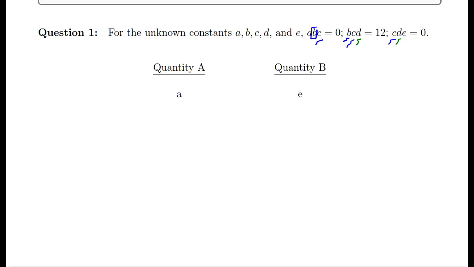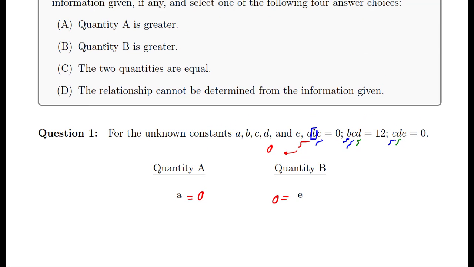But from the information of the question, you know that A times B times C is 0. And B and C, you found out that they are not 0, so A has to be 0. So here you can conclude that A is 0. Same here, C and D are not 0, and the multiplication is 0. So for sure E is 0. So both A and E are 0, so the answer should be C. The two quantities are equal.